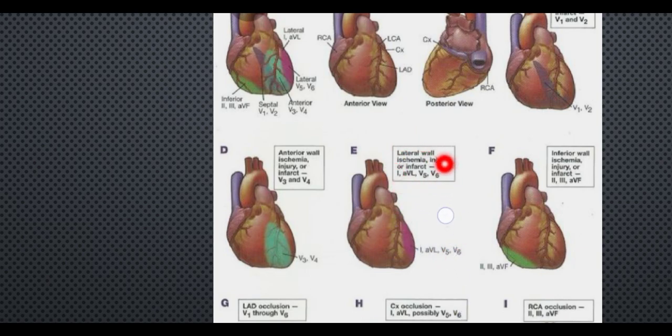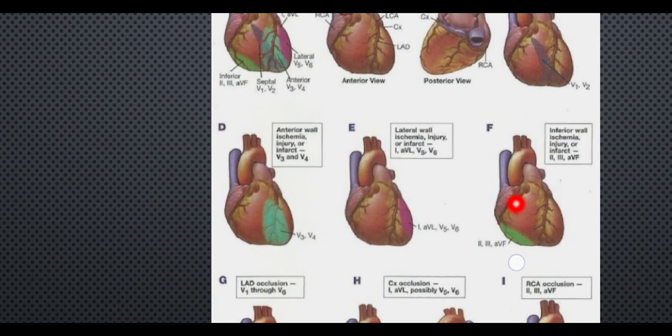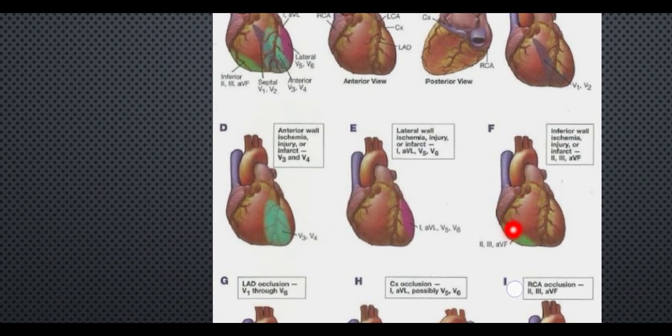And when is that injured? When the circumflex artery, the left circumflex artery, is blocked. As a consequence of blockage of the posterior descending artery, which is a branch of the right coronary, this part of the heart is damaged, and therefore the changes are seen in leads 2, 3, and AVF.